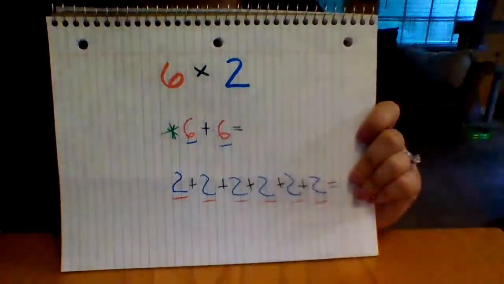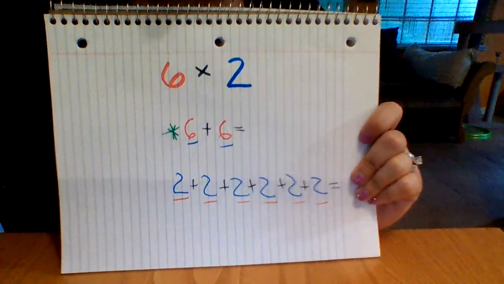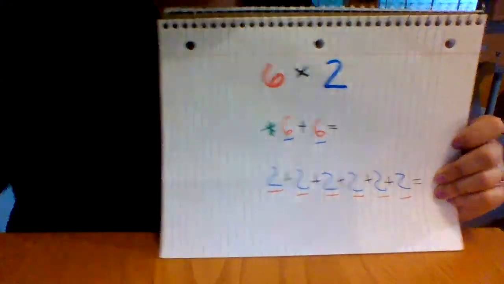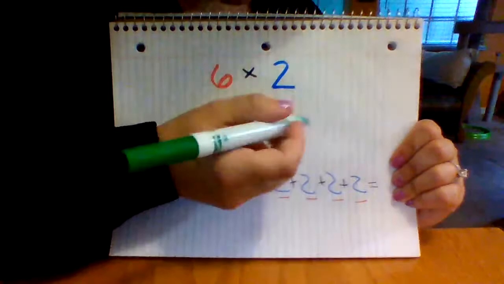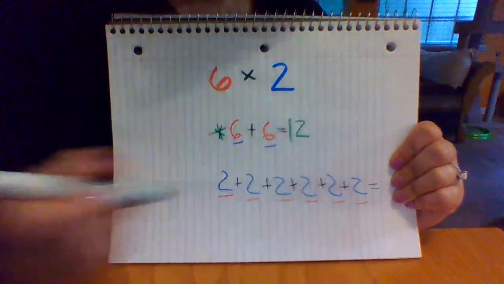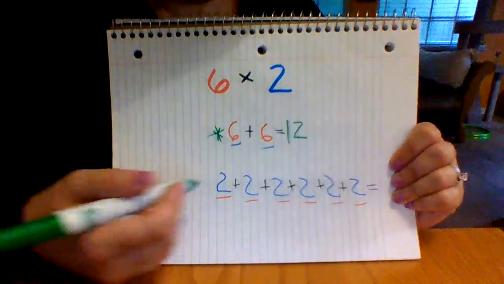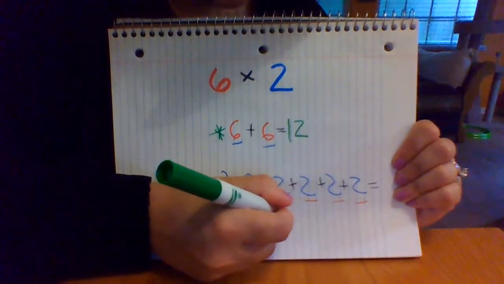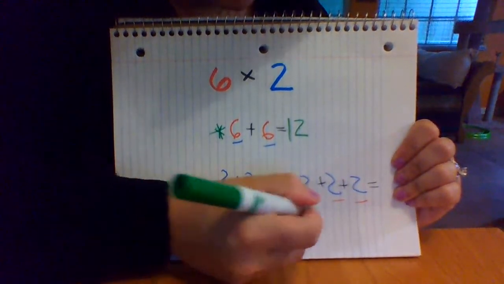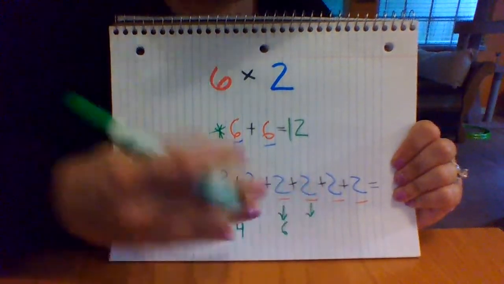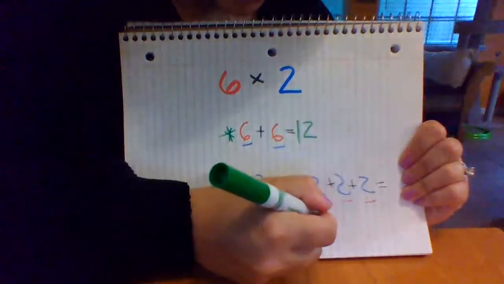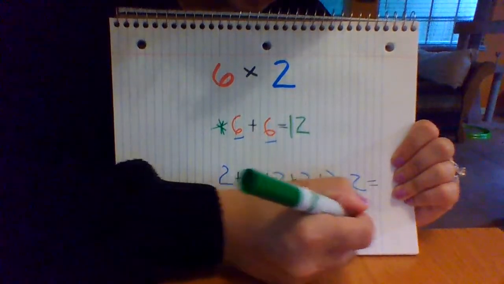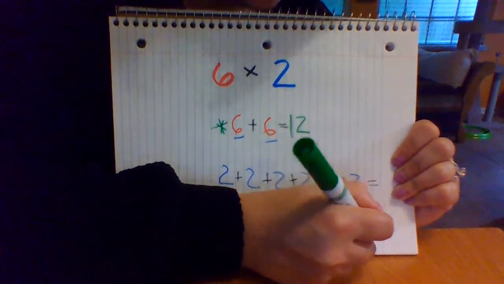6 plus 6 is a fact I already know, and I hope you guys know too since you studied your doubles. 6, 7, 8, 9, 10, 11, 12. Okay, 6 plus 6 is 12. Or I can add 2 plus 2, that's 4, plus 2 more, that's 6, plus 2 more, that's 6, 7, 8. Okay, use your fingers if you need to. 8 plus 2 is 10, and 10 plus 2 is 12.